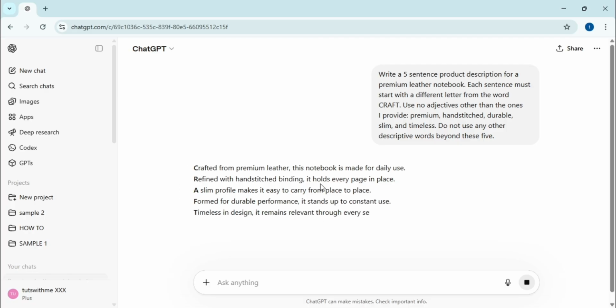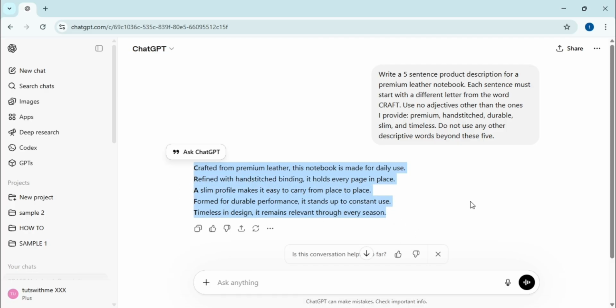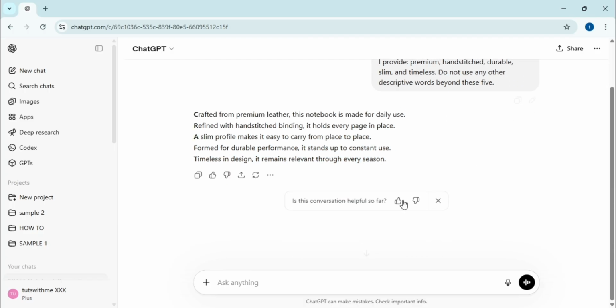Looking at the results, the AI successfully follows the acronym format but fails to limit its vocabulary, including several unauthorized descriptive words. This initial output demonstrates how generative models often prioritize linguistic variety over strict technical limitations unless they are pushed further.